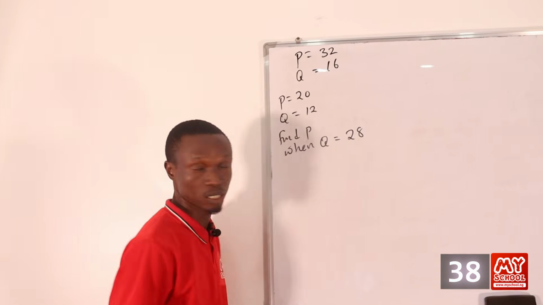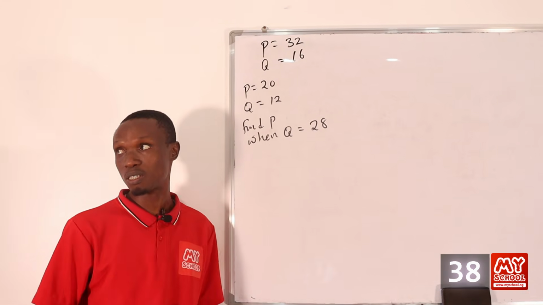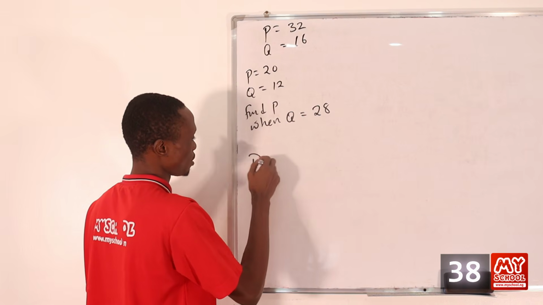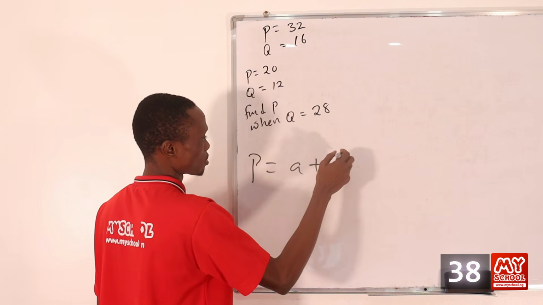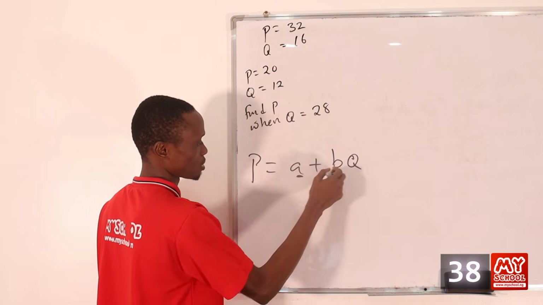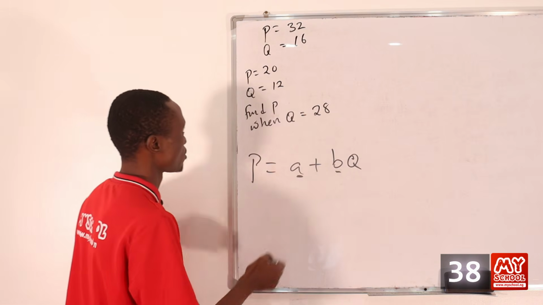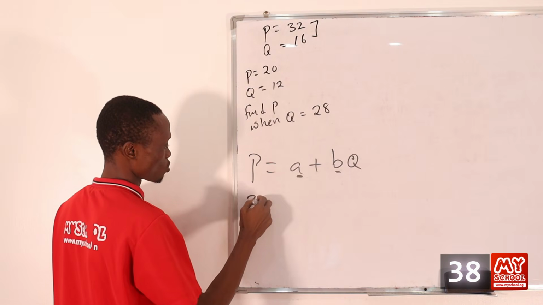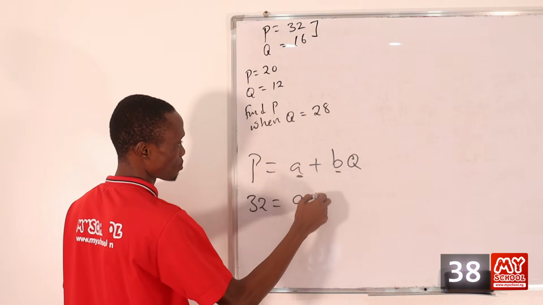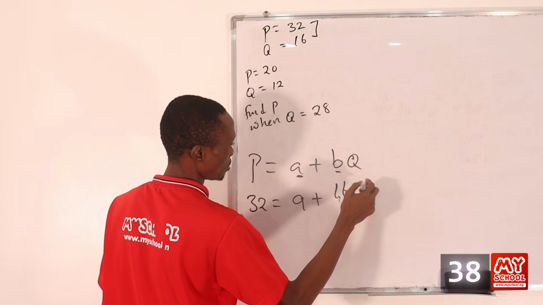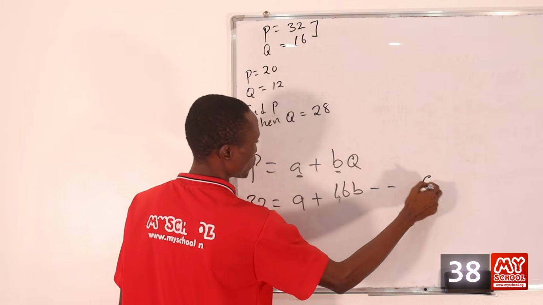Okay, so mathematically, the statement that P is partially constant and varies partly as Q is written as P = A + BQ, where A and B are the constants. From the first statement, we are told that P is 32, so we write 32 = A + 16B, since Q is 16. We'll call this equation 2.